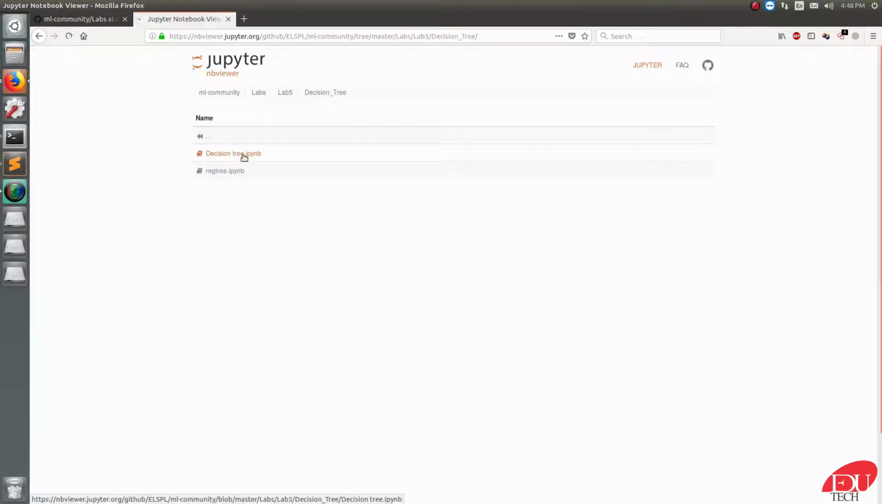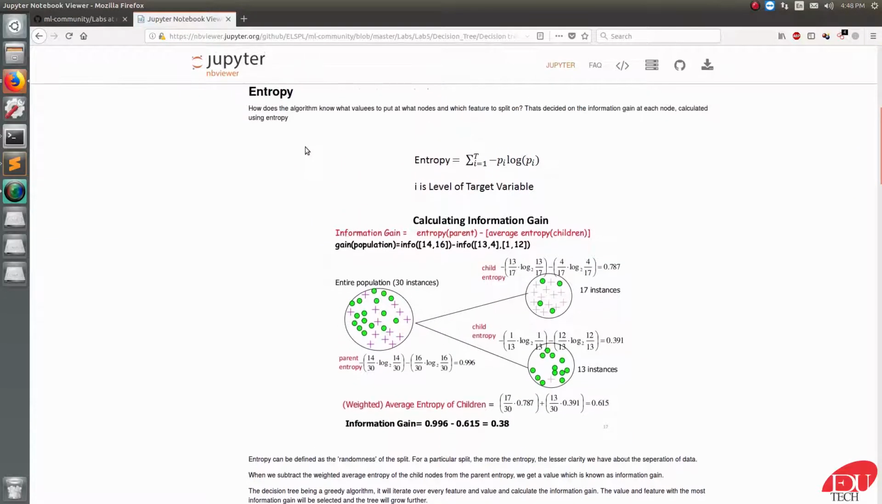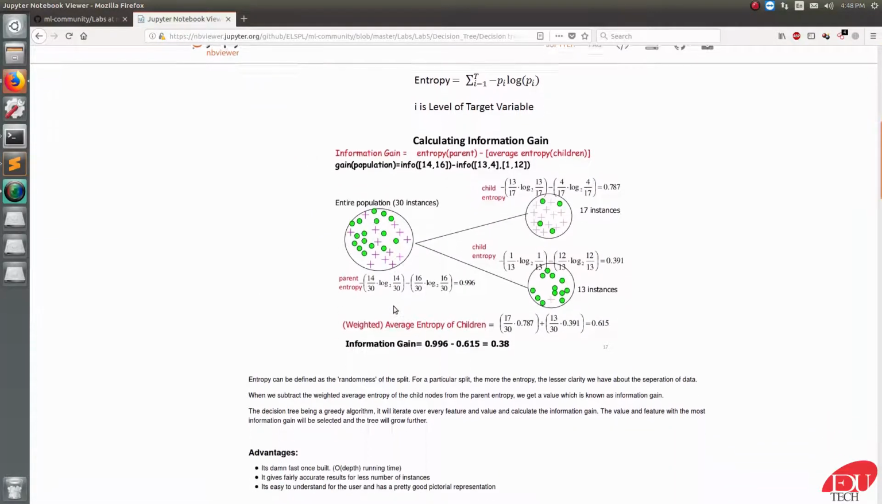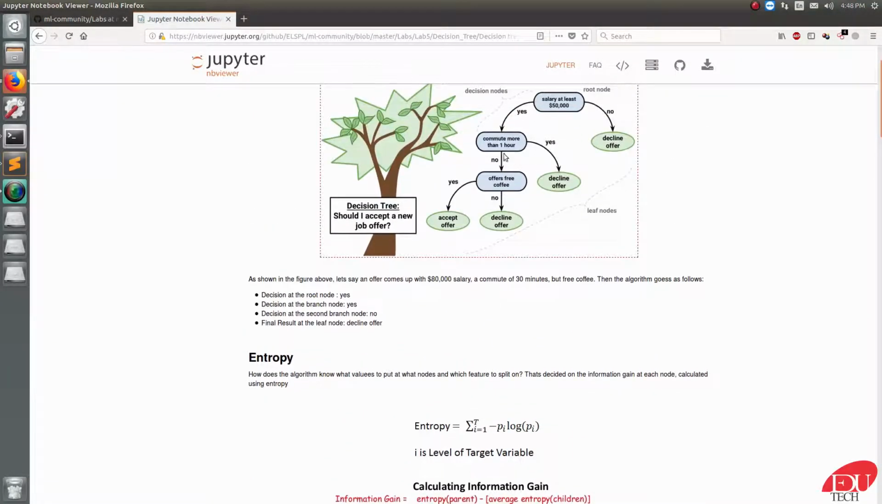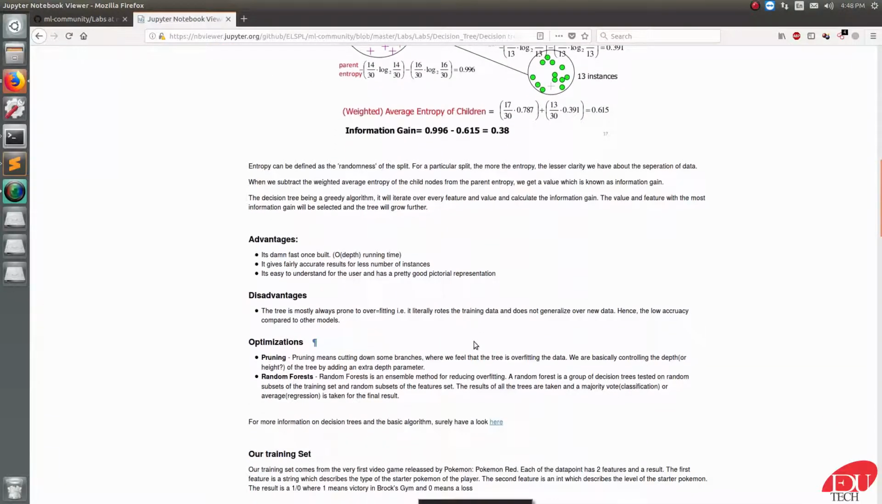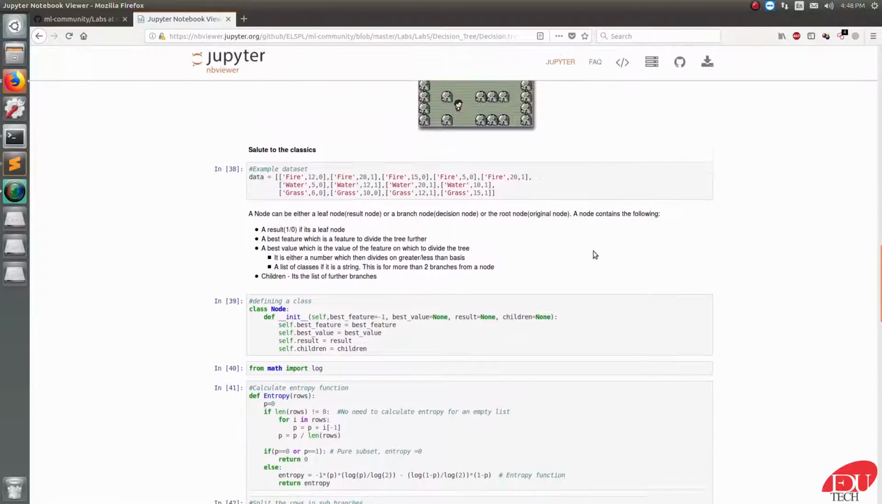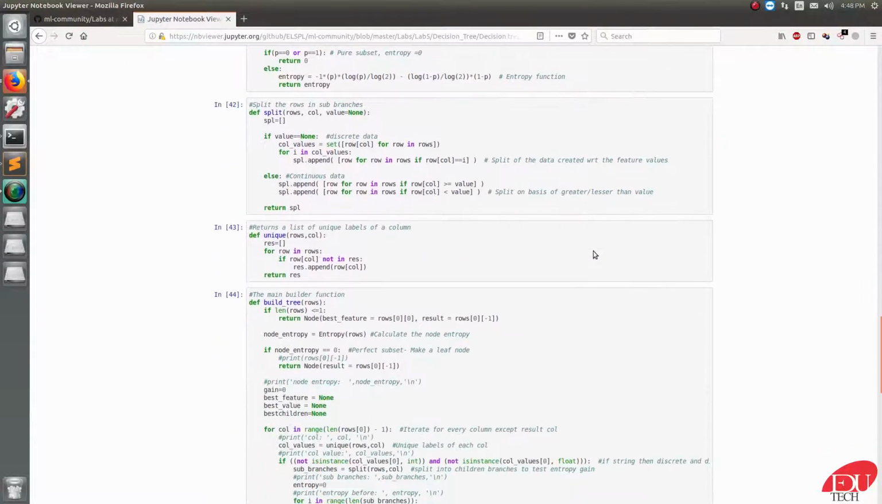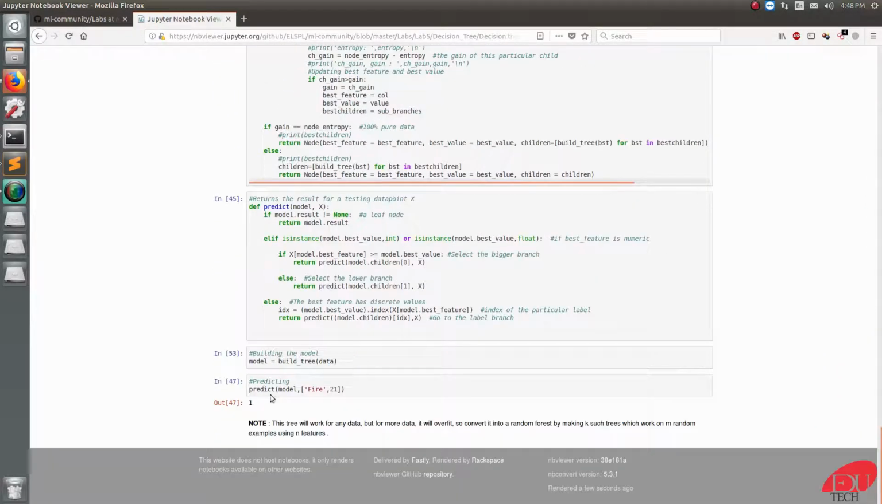So there's this decision tree.ipynb. There's the theory. Entropy is a very useful mathematical concept, and we use it in decision trees to create such labels. So there's some description about that. There's this training set, a toy data set, and code to make our tree. And finally we have the predictions, but this is a toy data set and only one decision tree.